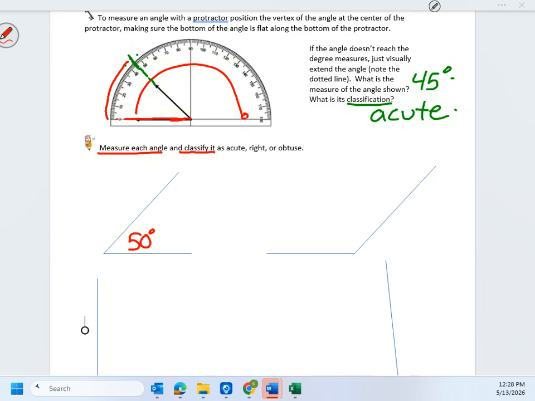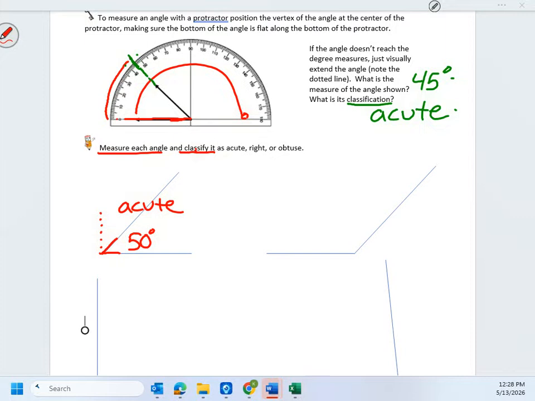Am I done? No. Why not, Henry? You have to classify it. I have to classify it. If it's 50 degrees and I can see that it's definitely less than 90 degrees, what do I call it, Holland? It is an acute angle.